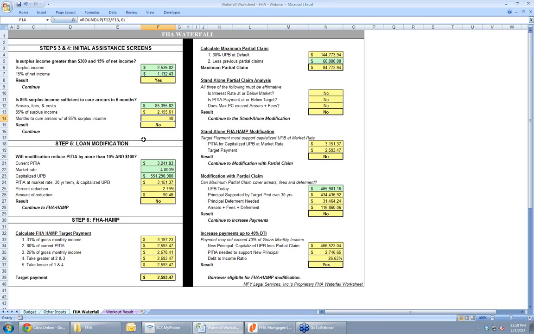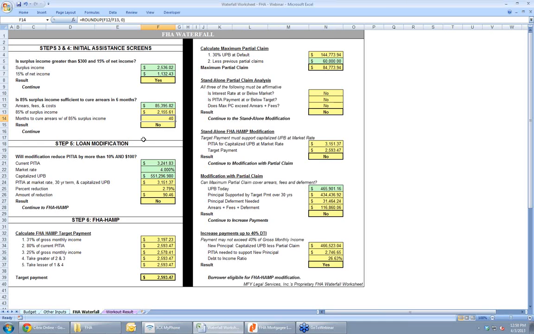So given that this borrower in the sample here can't repay those arrears in 6 months, you need to then proceed to the next step in the waterfall, and that's checking to see if they are eligible for a loan modification. And FHA doesn't call this FHA HAMP. You haven't gotten to FHA HAMP yet. Now this is just a standard loan modification.